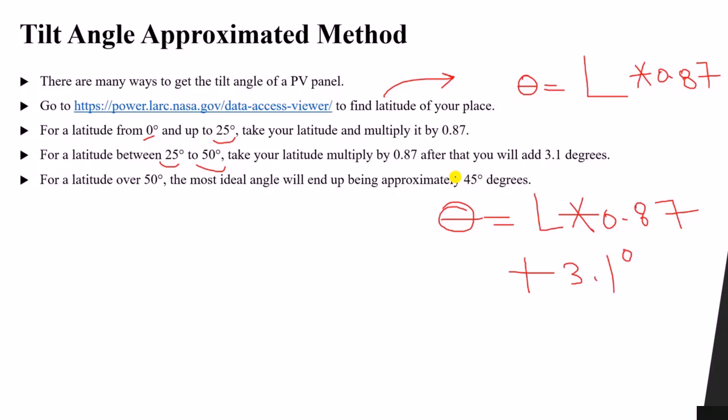Now, this method is used for fixed panels. You are saying that you are going to put the panels in a fixed position throughout the year. So these formulas will give you the best angle to install your PV panel. Okay.